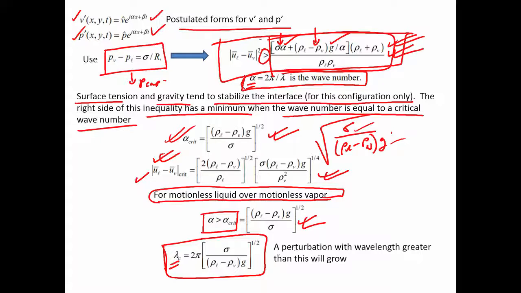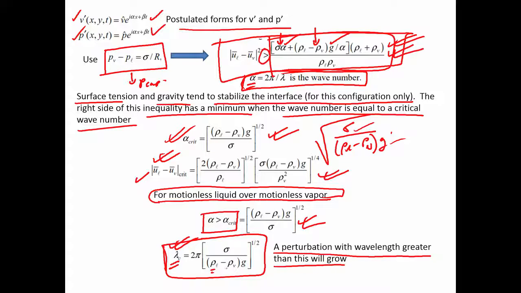A perturbation which has a wavelength greater than this lambda c will actually grow. That means when you have a motionless liquid sitting over a motionless vapor, if you perturb it with a wavelength greater than this critical wavelength, it will grow. Look at one particular thing: a perturbation greater than this wavelength, that is the key clause over here.